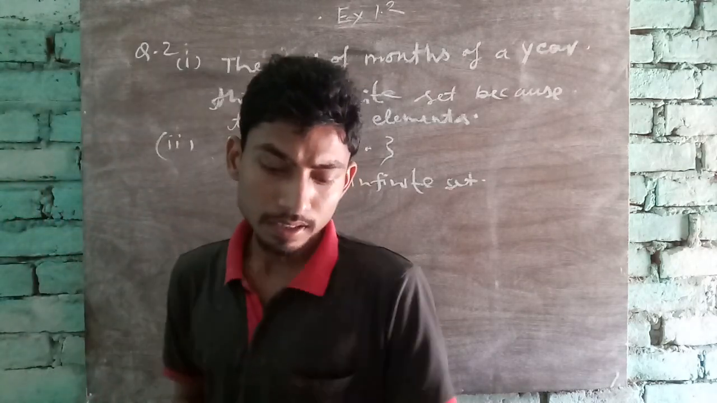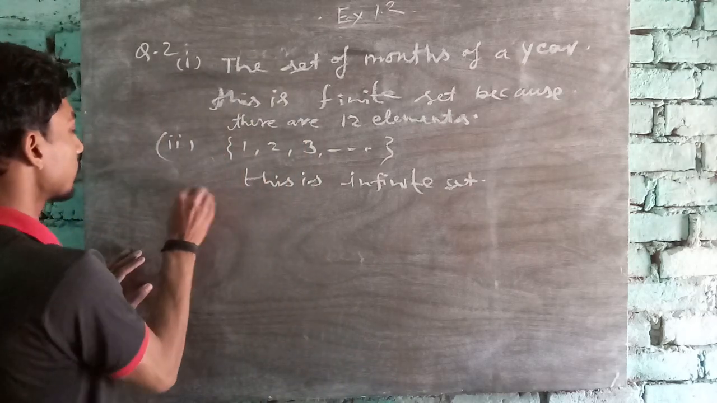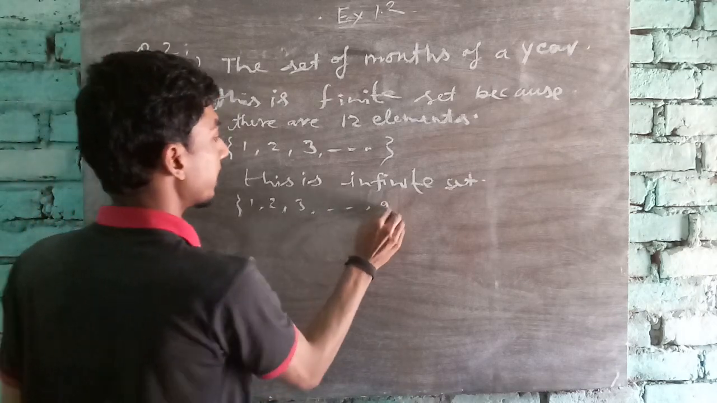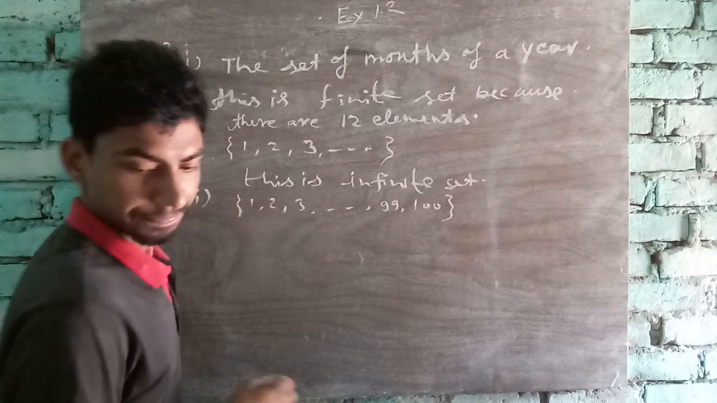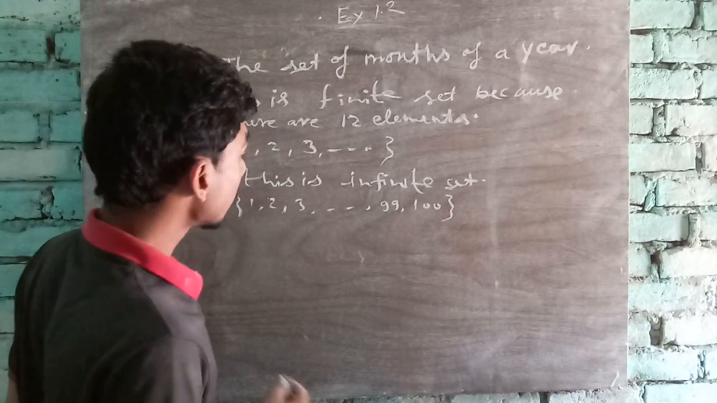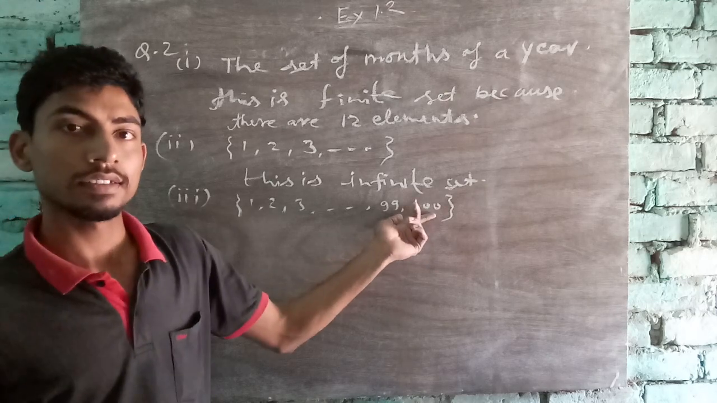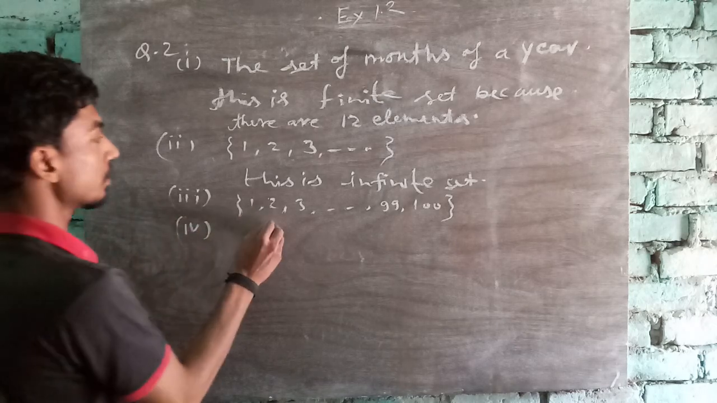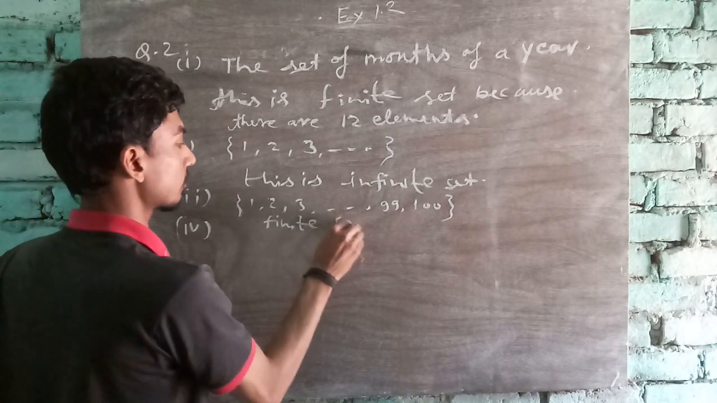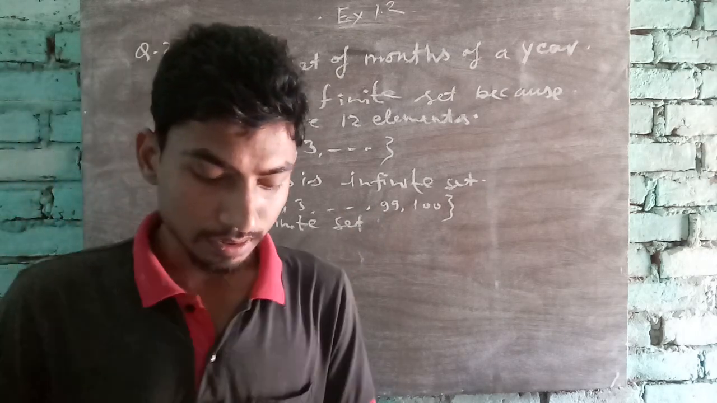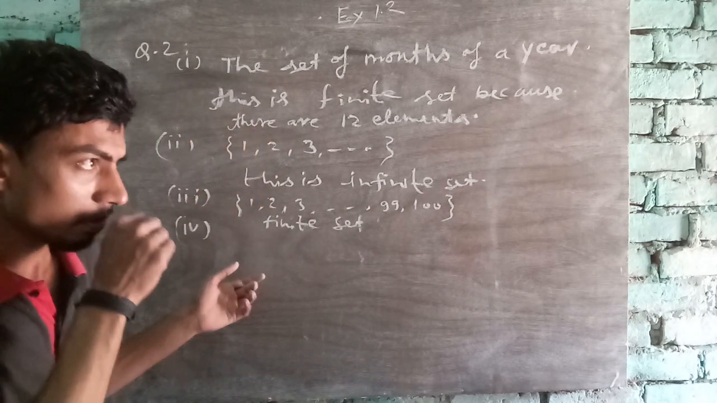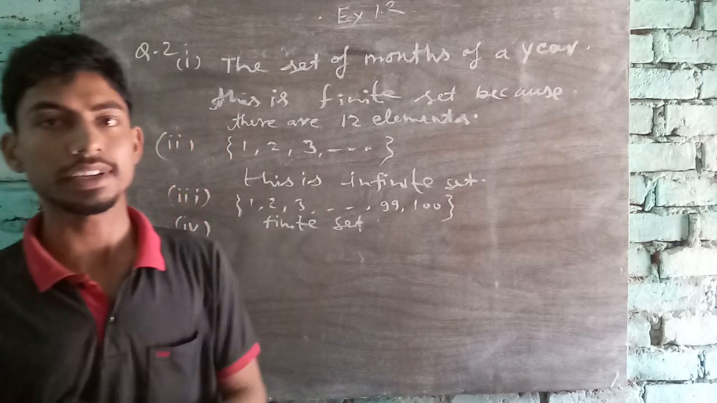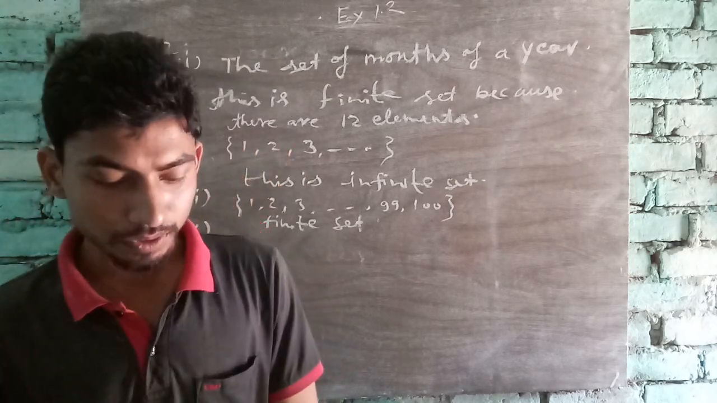Okay, next, 1, 2, 3 dot dot 99 and 100. Here numbers are finite, therefore it is a finite set. Next, 4. The set of positive integers greater than 100. This is an infinite set. Okay, similarly you can solve question number 5.